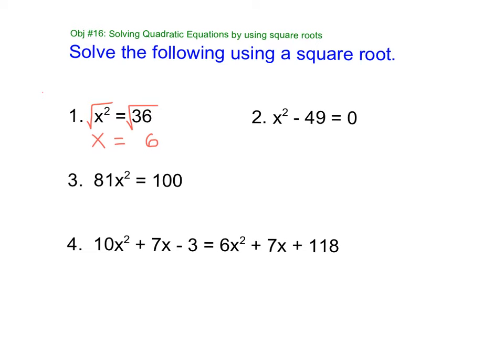However, here's the thing. There's another answer. What else squared gives you 36? Negative 6. So whenever you take the square root of x squared, you have to put a plus and a minus every single time. Anytime you take the square root of x squared, you have to put plus or minus x, right? Very, very important. So what we're going to do is isolate our x squared and then take the square root of both sides. For number 2, we're going to get x squared by itself by adding 49.